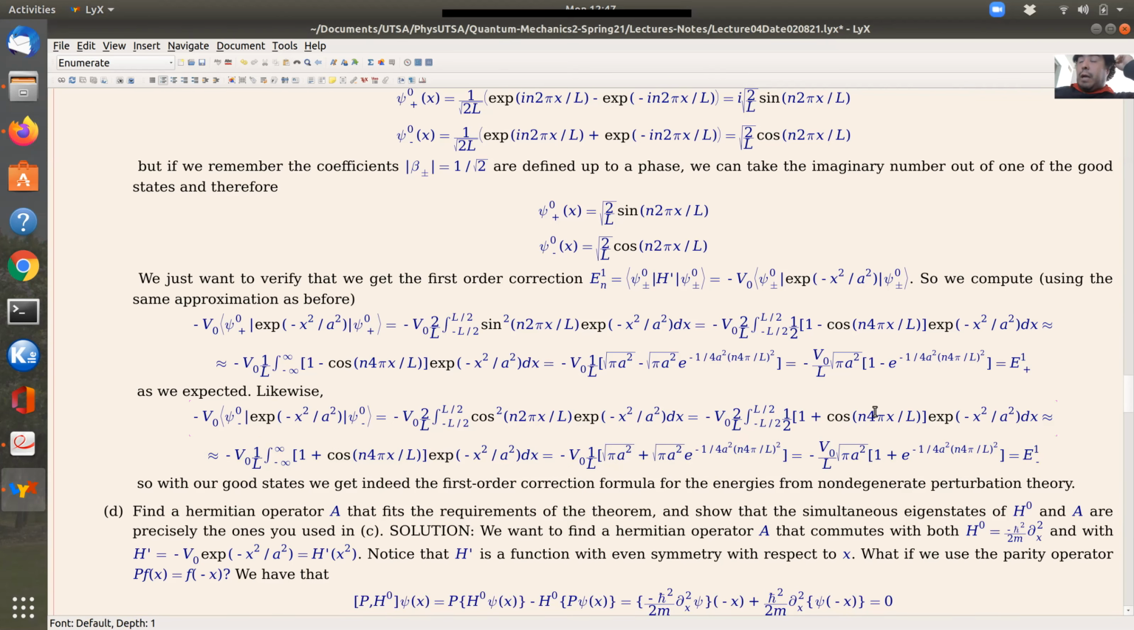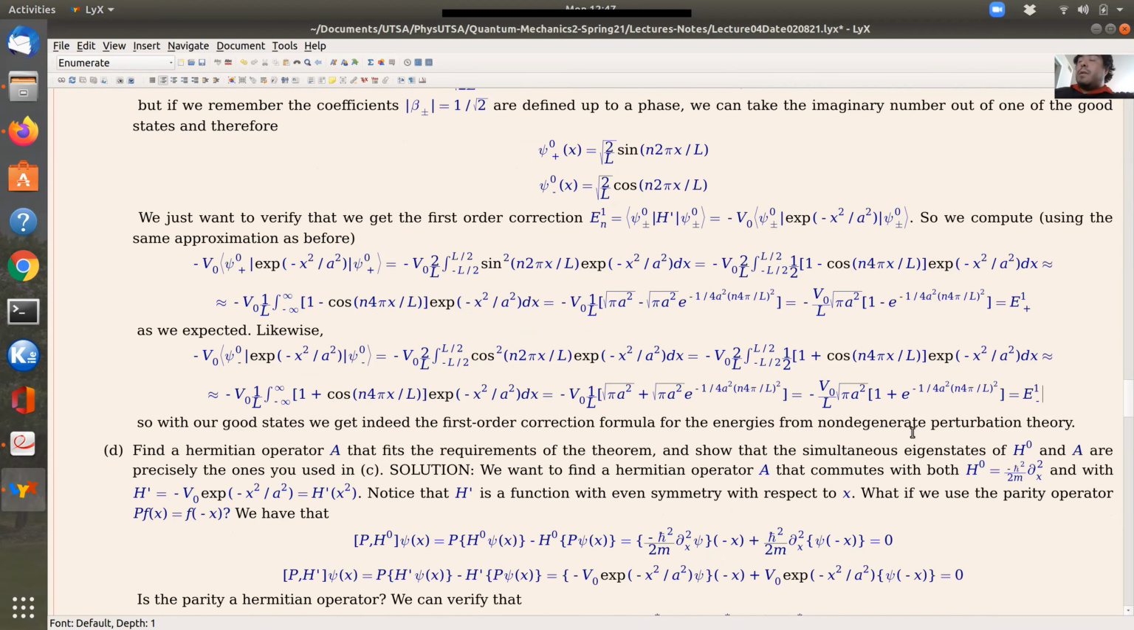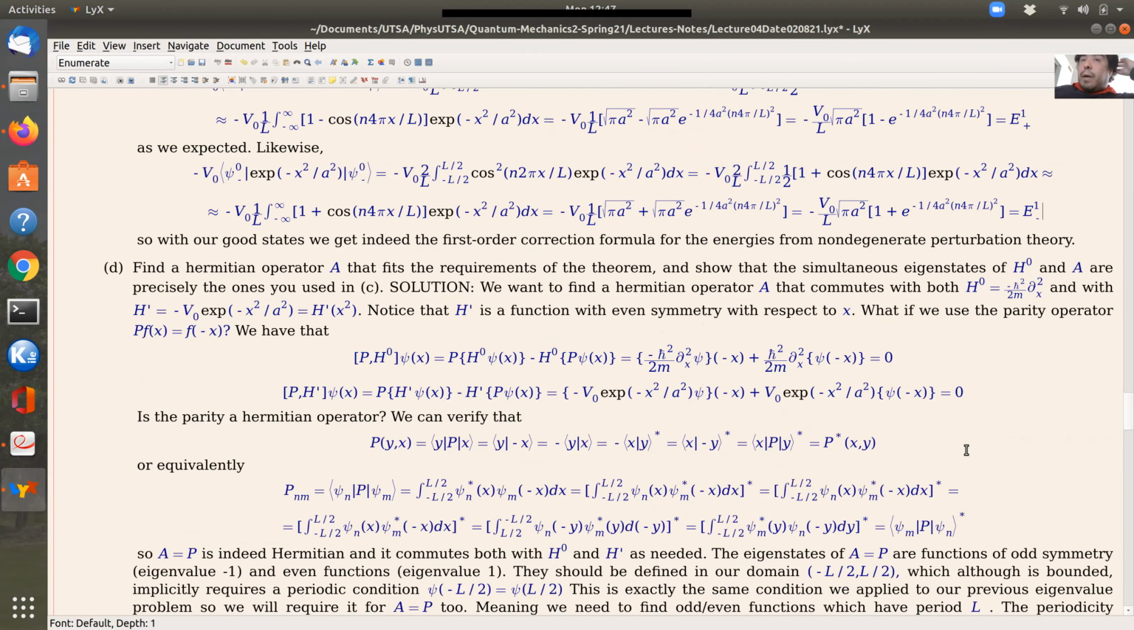So first of all, we're getting the energy correction. Second of all, we're getting them in the right wave function: the plus with the plus, the minus with the minus. So our good states indeed give us the first order correction formula for the energy. That was for degenerate perturbation theory. This is part of the exercise.